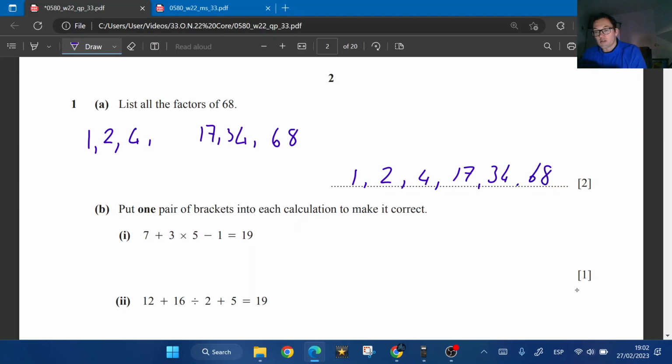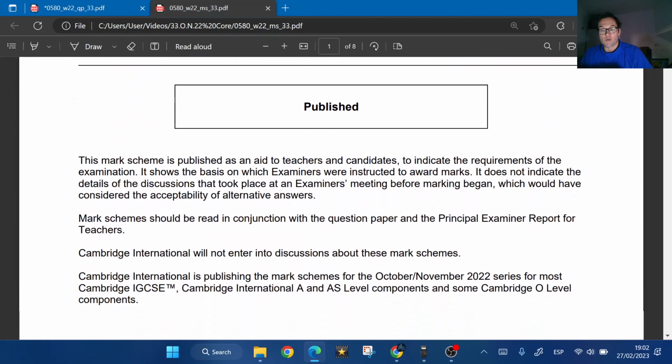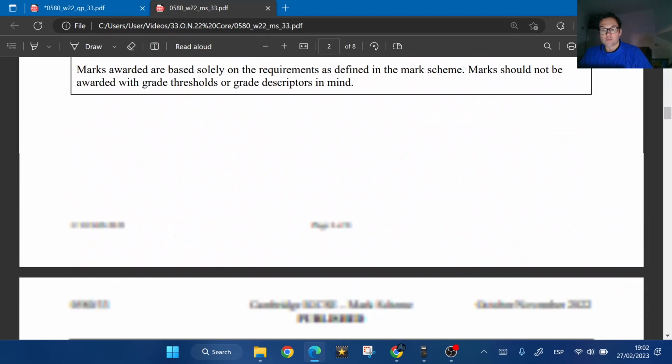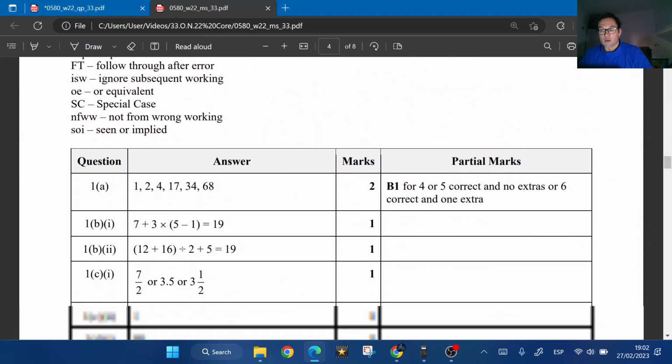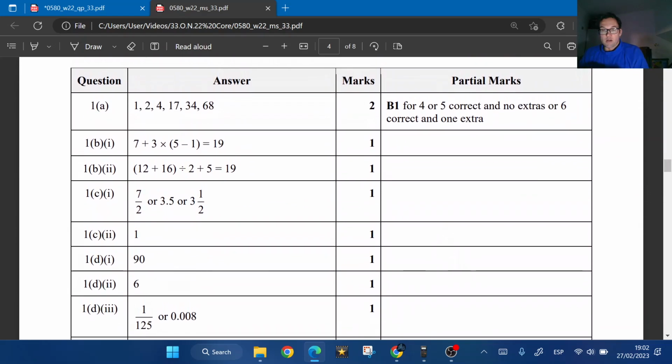So when it says list all the factors, you need to find all of them. As you will see on the mark scheme, there they are. You only get 1 mark if you got 4 or 5 correct and no extras, or 6 correct and an extra. So you have to have them all and have them all correct.